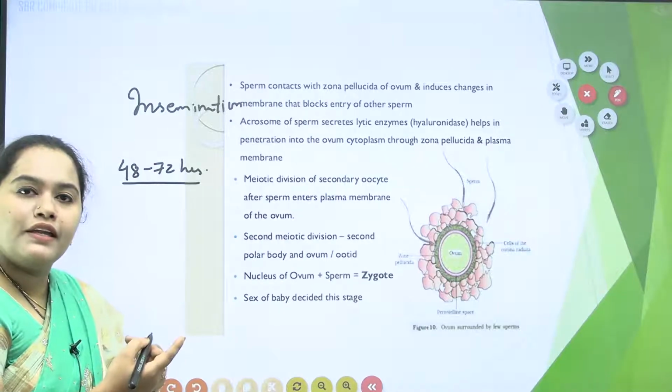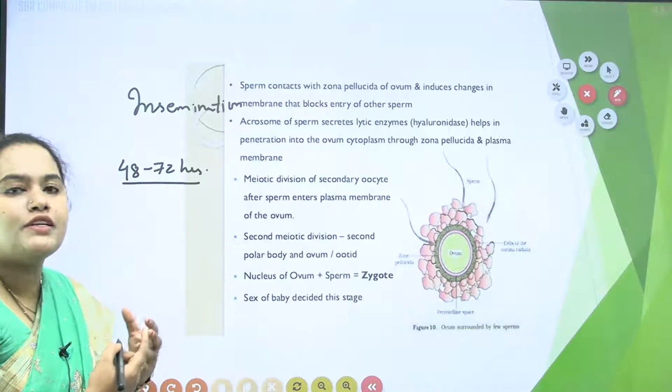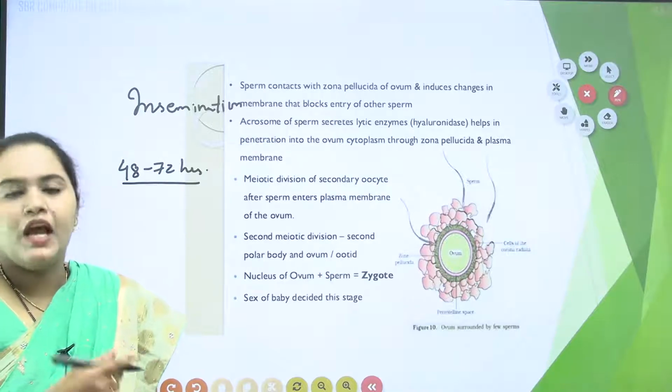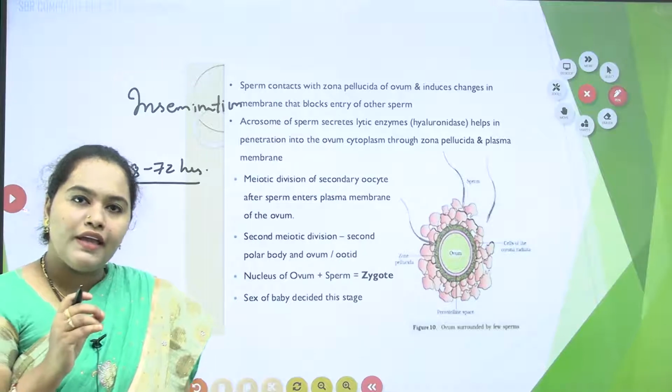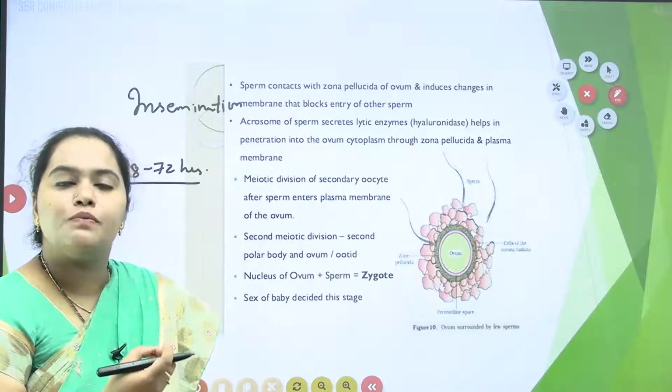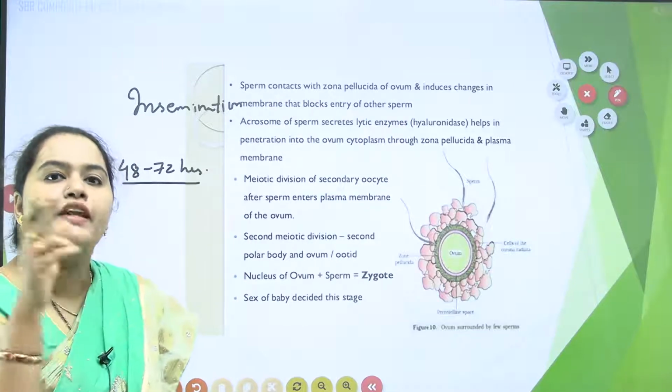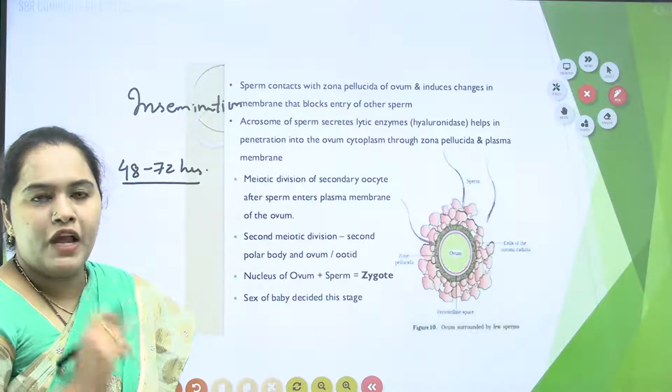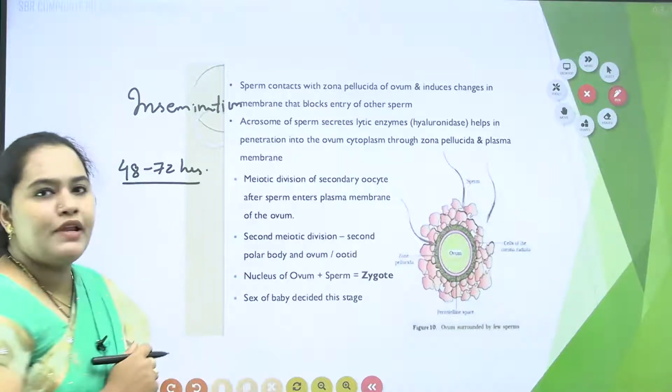How are they getting released? By means of the copulatory organ, that is the penis. The penis helps in the release of these male gametes into the copulatory canal, that is the vagina, and the process is called insemination.